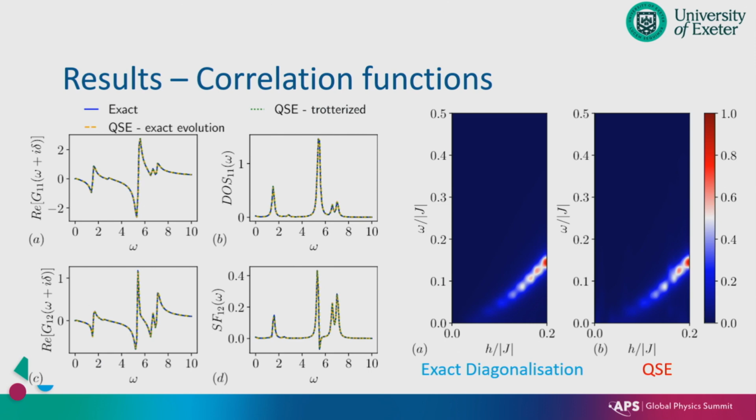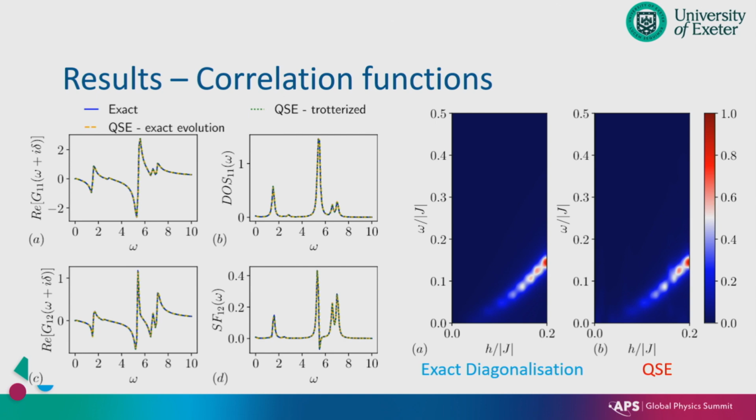And essentially what you see is that it works, especially even with trotterization errors again. And what it shows is that the method is very robust to these trotterization errors. So what I show is the Green's function as well as the density of states and other spectral functions, and you see that you can't even really see the difference between the different lines because it's very, very minute differences.